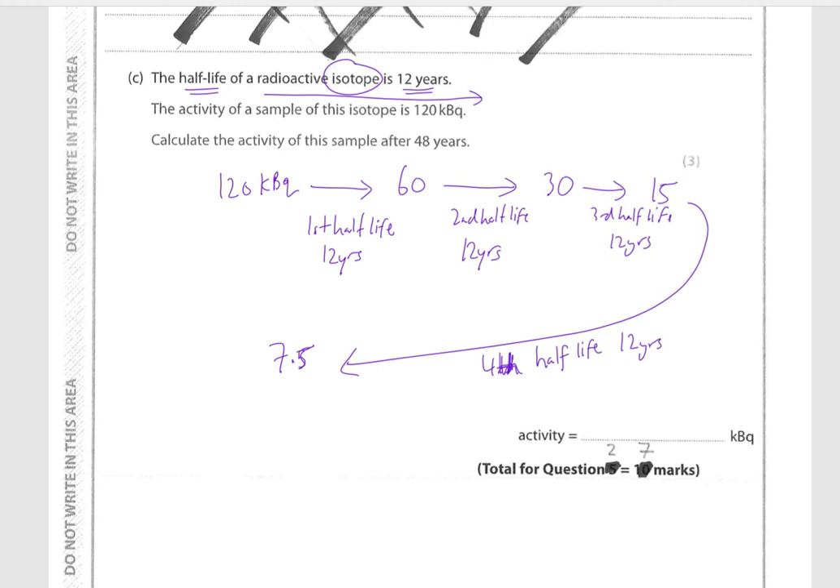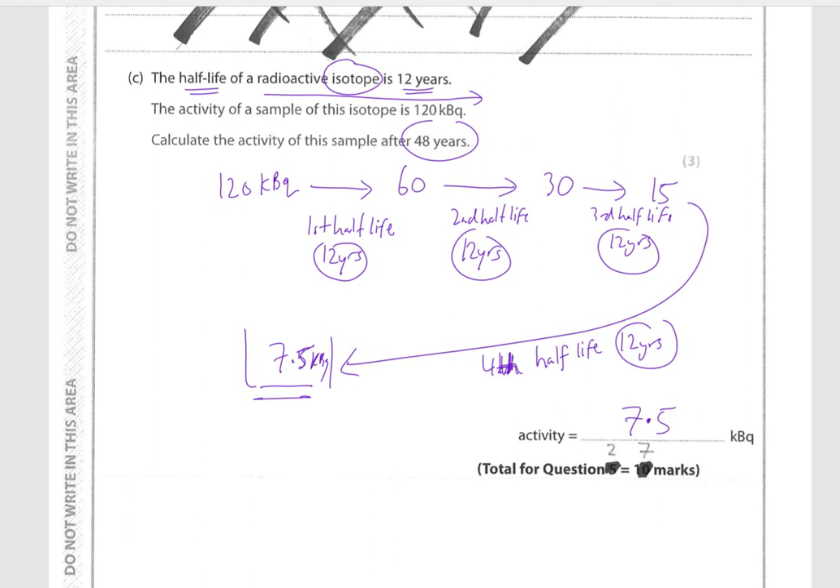Okay, now how many half-lives have gone? So you've got 12, 12, 12, 12. So how much is this? This is 480 years gone. So after 480 years, what happened to the sample? The sample has gone down to 7.5. Okay, that's how you do it.